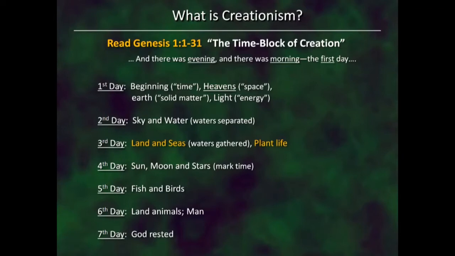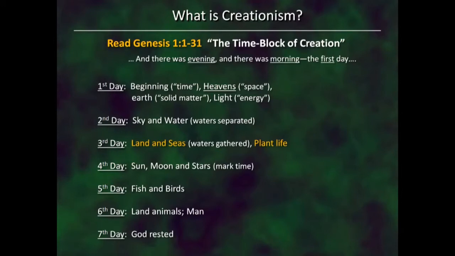And God said, let there be lights in the expanse of the sky to separate the day from the night, and let them serve as signs to mark seasons and days and years. And let them be lights in the expanse of the sky to give light on the earth. And it was so. And God made two great lights, the greater light to govern the day, and the lesser light to govern the night. He also made the stars.